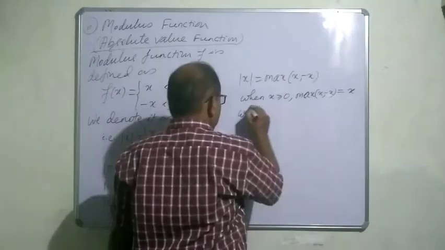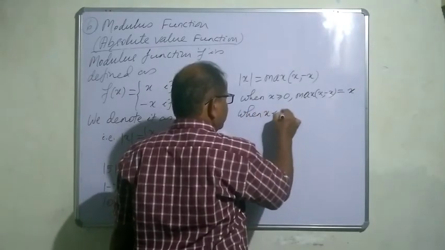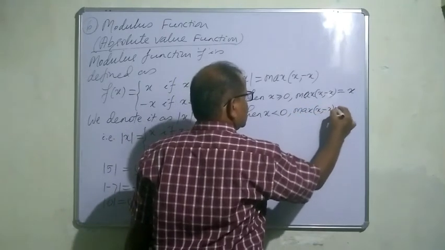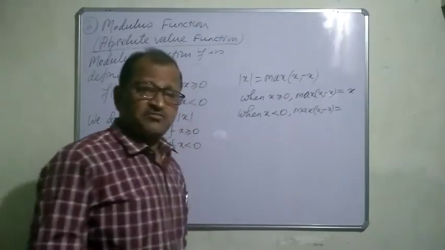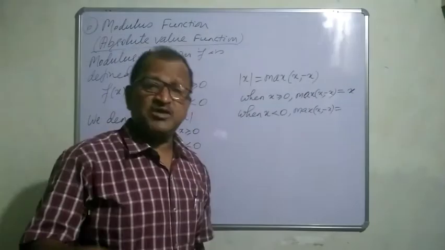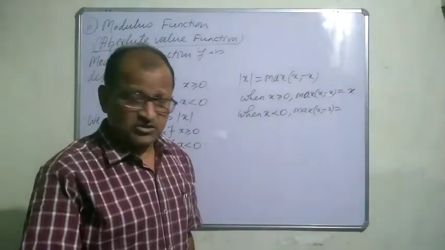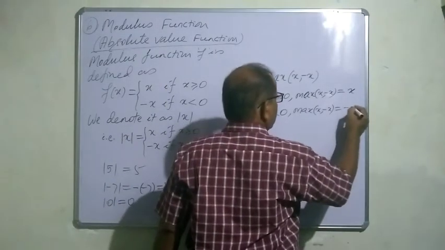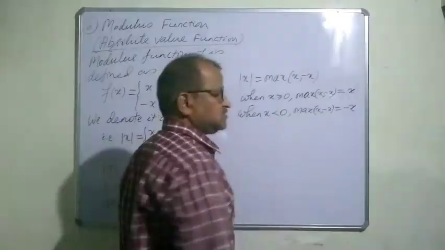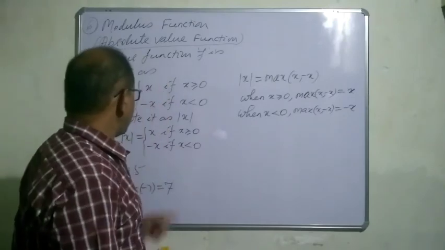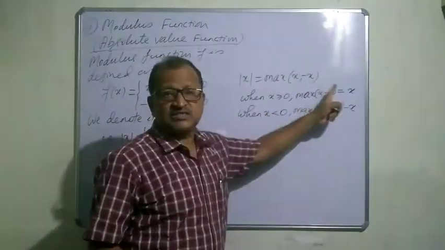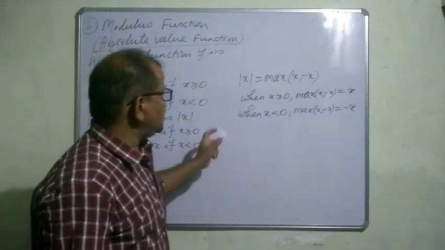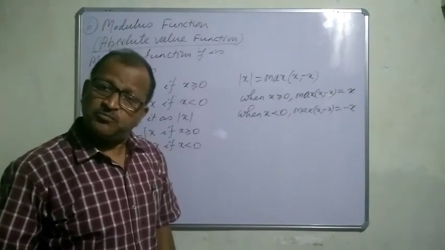When x will be negative, the maximum of x and minus x will be what? x is negative means minus of x will be positive, greater than 0. So its value will be minus x. So same definition. You may define it like this, or as the maximum of x and minus x. Okay, this is the definition of modulus function.